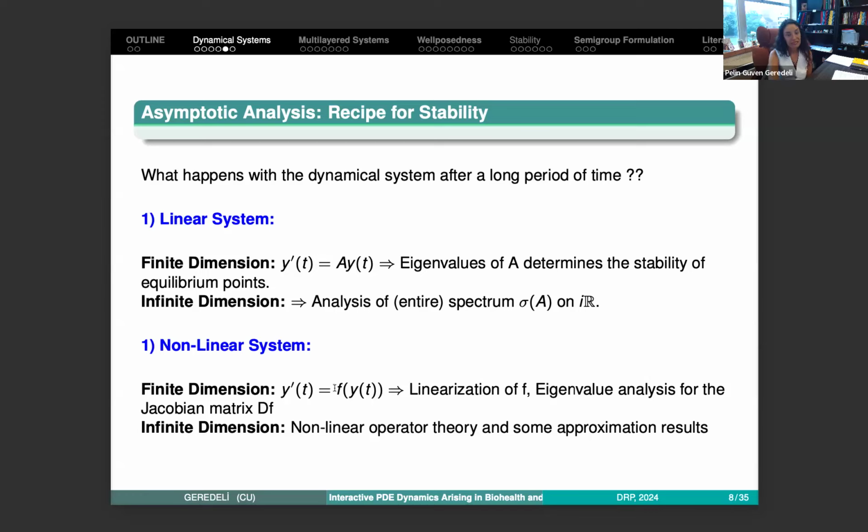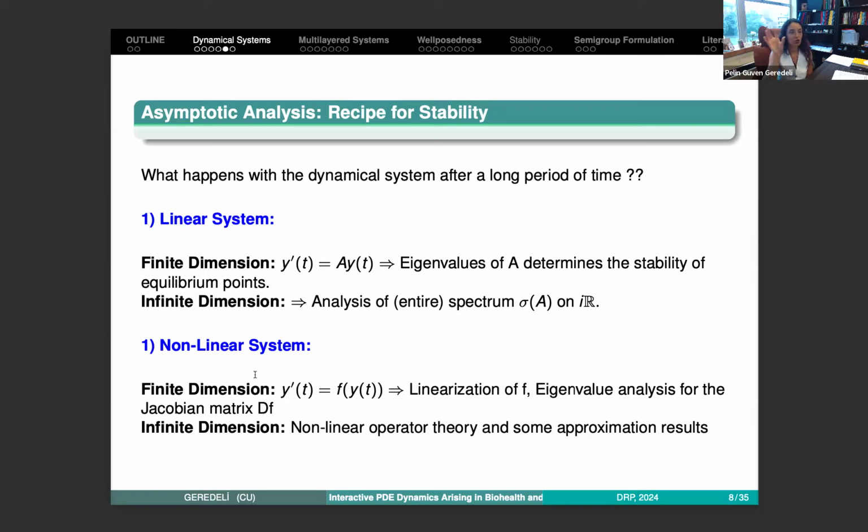So if f is a nonlinear function, then you can use the linearization of f, which is going to give you the Jacobian matrix. Then the Jacobian matrix is going to behave like this linear operator A, and you can look at the eigenvalues of this Jacobian matrix to determine the stable or unstable points. But in infinite dimension, also in the nonlinear case, of course, things are more complicated. So you have to appeal to some different techniques like nonlinear operator theory and maybe some approximation results.